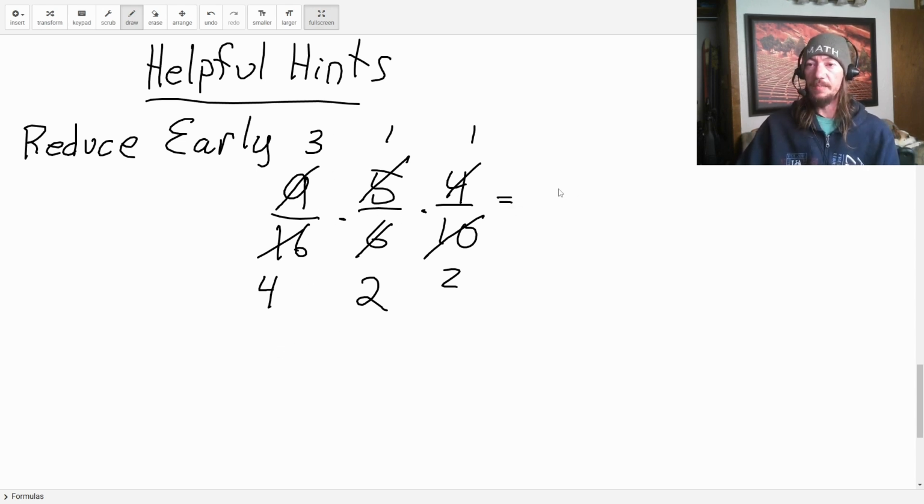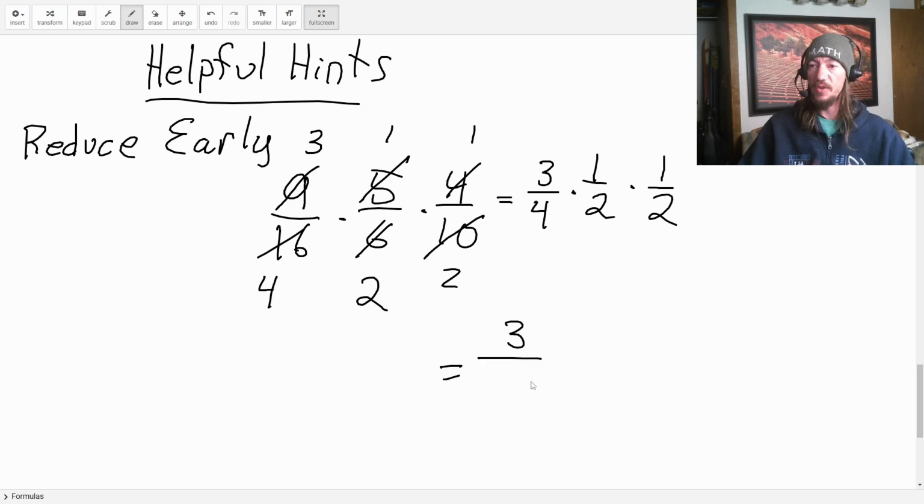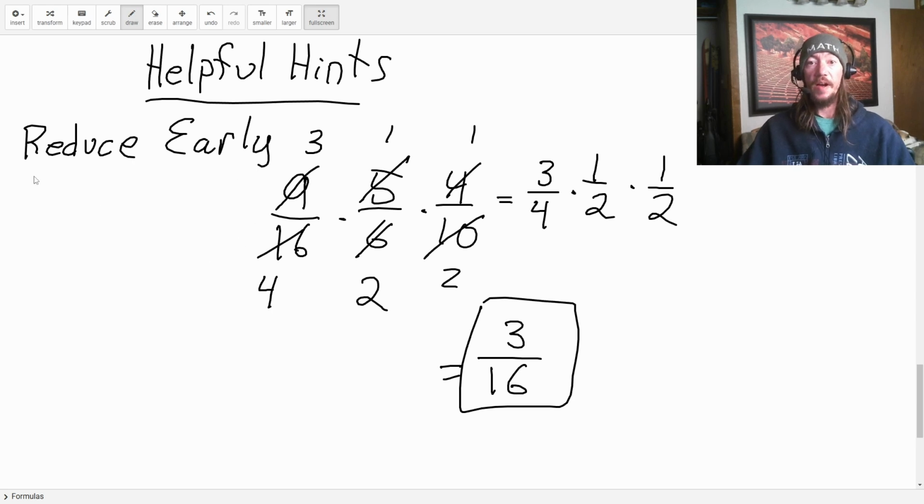Before we even started the multiplication, we've reduced this to 3 over 4 times 1 over 2 times 1 over 2. And this is so much easier of a multiplication to do. 3 times 1 times 1, 4 times 2 times 2. So the rule of thumb: reduce as early as you can, and it's going to keep your numbers easier to work with, and you won't have to use your calculator nearly as much.